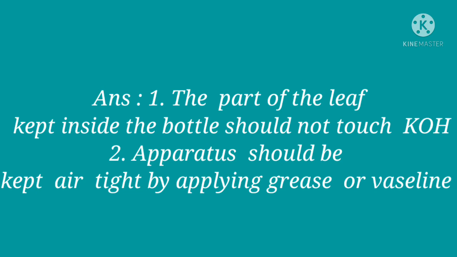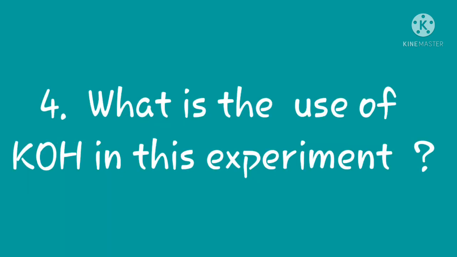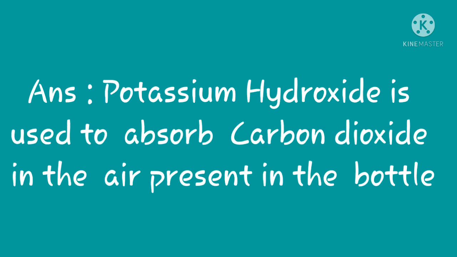And then another question we may expect from this experiment, that is, what is the use of potassium hydroxide we are using in this experiment? Why we are using potassium hydroxide? The answer is potassium hydroxide is useful to absorb the carbon dioxide present inside the bottle. So we are using potassium hydroxide to remove carbon dioxide from the bottle.